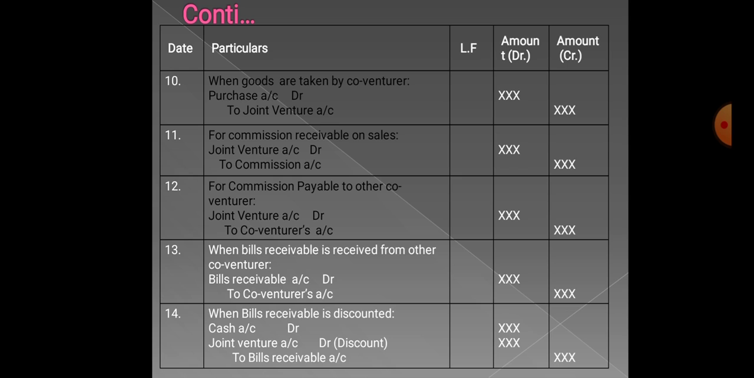For commission receivable on sales, when the commission has to be received on sales, then joint venture account debtor to commission account, because it is payable. So commission has to be debited to the joint venture account. So the entry would be joint venture account debtor to commission account.